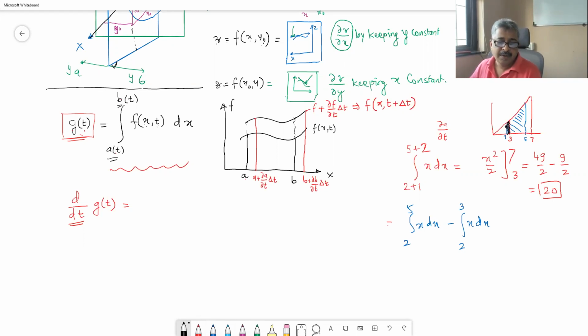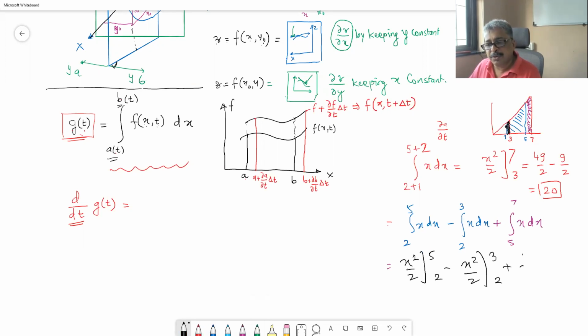That is subtracted, and plus you need to add integral x dx from 5 to 7, you need to add this area. You should get the same answer. Let us see if we get the same answer. That is x square by 2 evaluated between 5 and 2, minus x square by 2 evaluated between 3 and 2, plus x square by 2 evaluated between 7 and 5. And the answer will be 20. I mean, it is very simple. Okay.